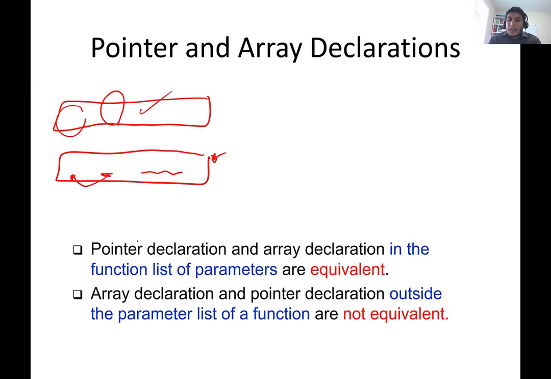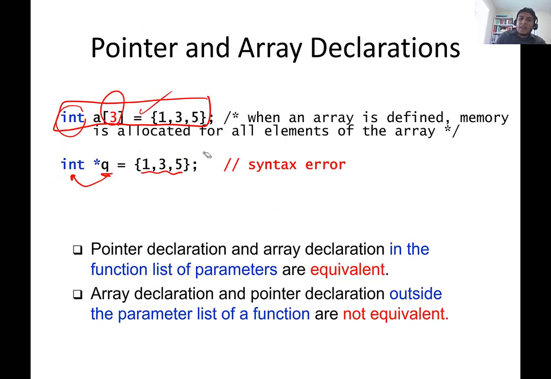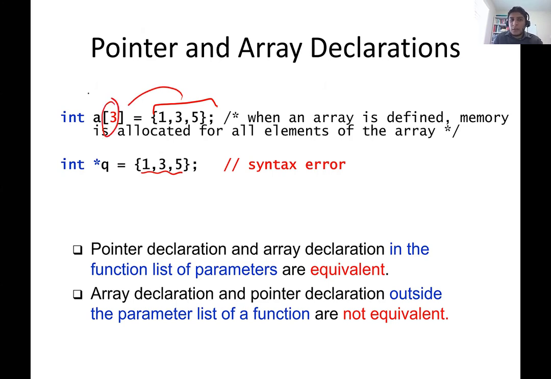But when defining or declaring something outside the function prototype, you want to initialize your array values, right? Then that's okay because you already declared three places in memory. So this line here says, please reserve three places in memory, each one of them is an int. That means you reserve 12 bytes. Then A is going to be the address of the first element, initialized to 1, 3, 5.